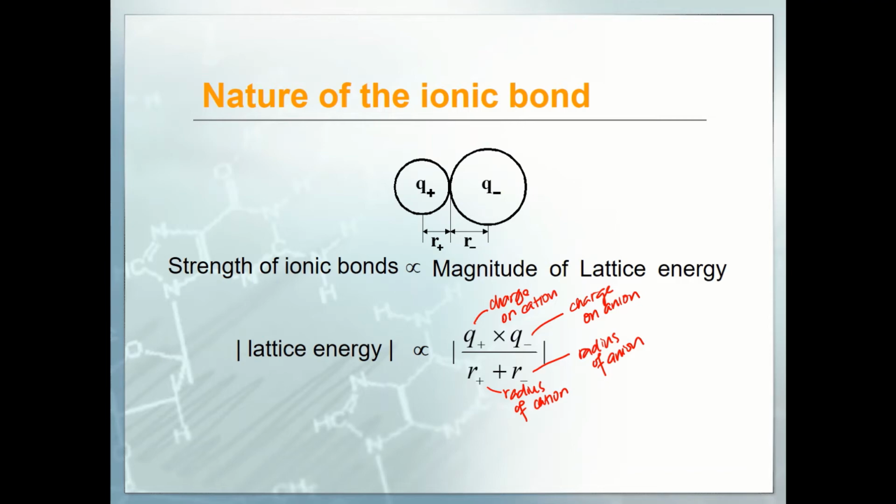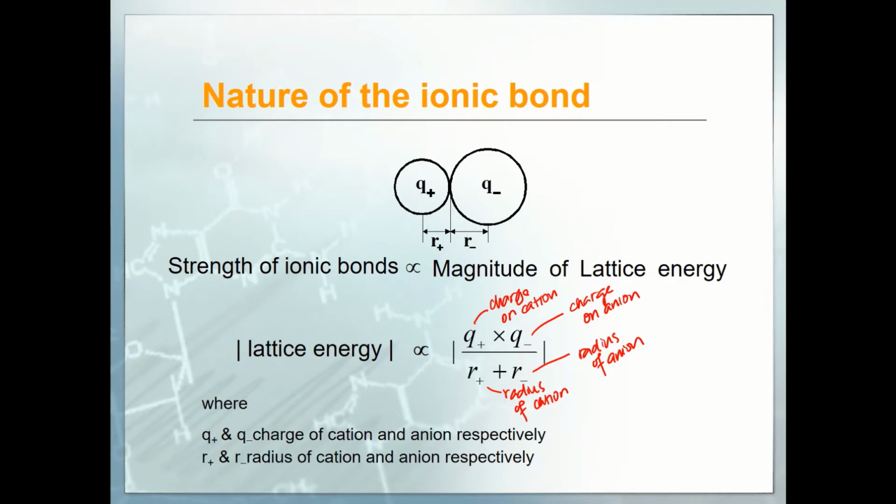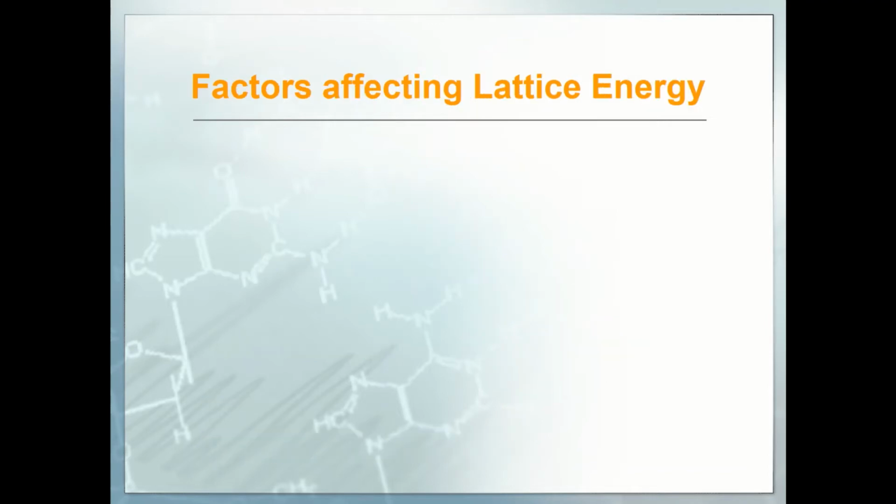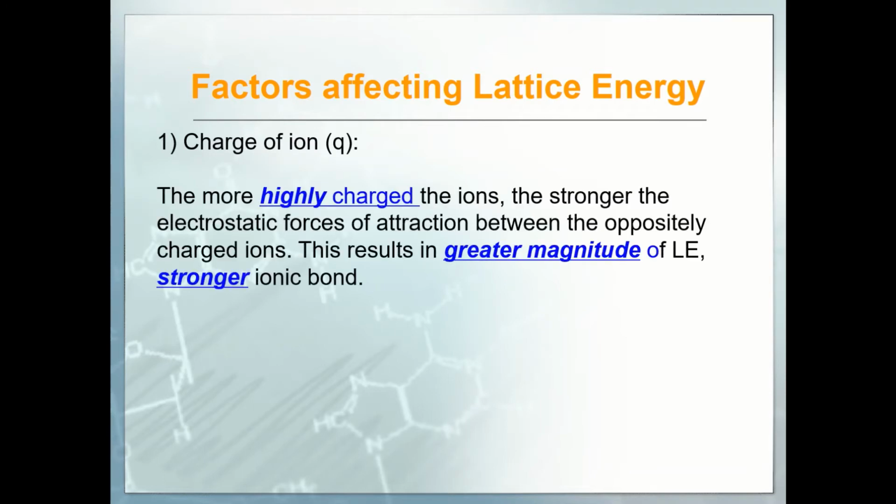Note that the magnitude of lattice energy is related to both the charge and the radius, but charge is actually the more important factor. If you look at the relationship, the more highly charged the ions, the higher the Q+ and Q-, which leads to a higher magnitude of lattice energy. Take note that I always use magnitude because lattice energy is always negative, so if I talk about greater lattice energy, it becomes very confusing.